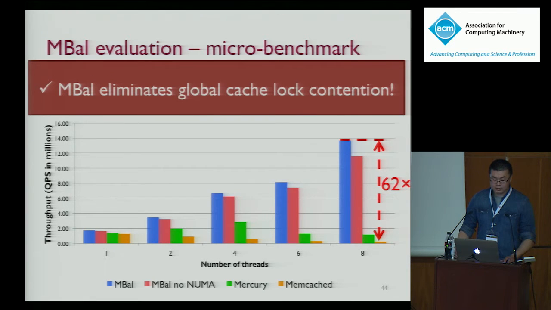This is because MBal avoids contention on global locks, which is used by Mercury and Memcached to sync the set operations. Besides this, we also test the complete cache system with a 10 gigabit Ethernet network attached. And we found that MBal was able to outperform both Mercury and Memcached by as much as 100%. So I encourage interested readers to look at our paper for detail.